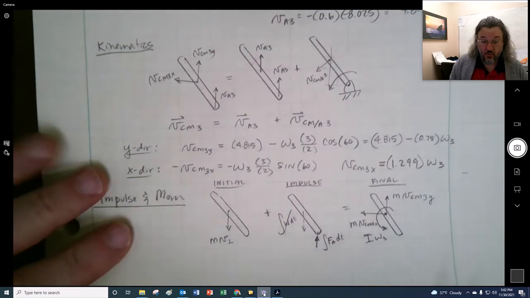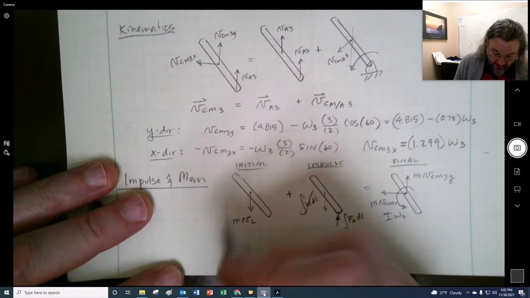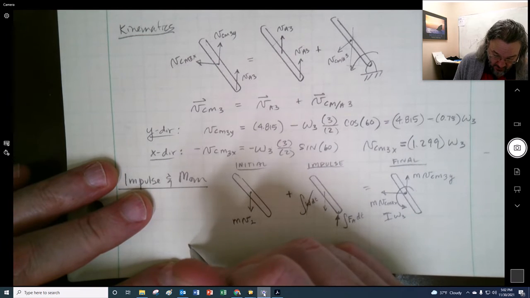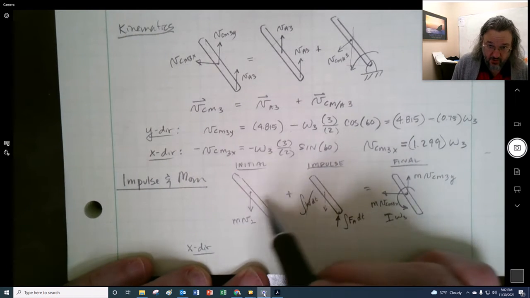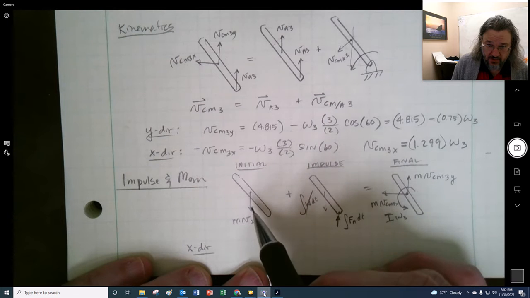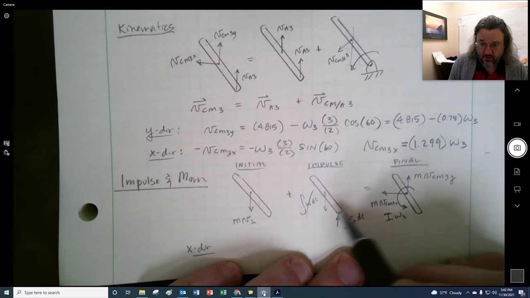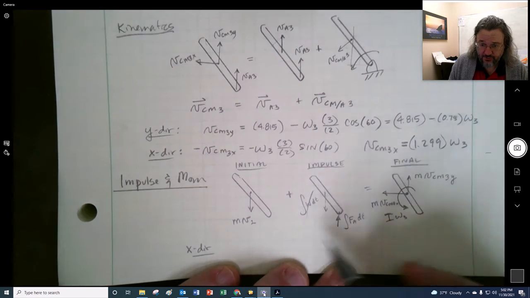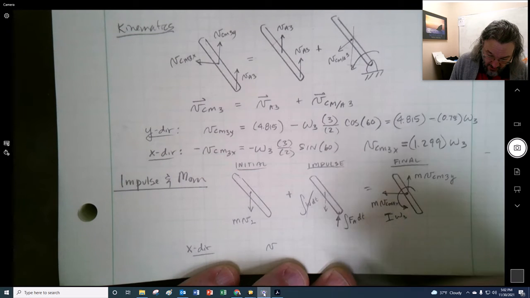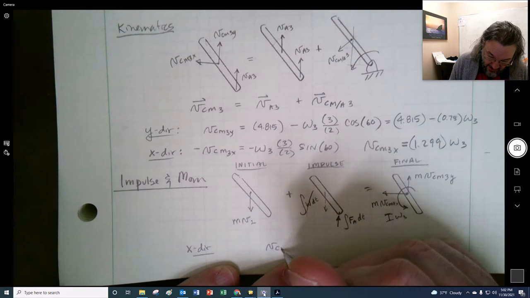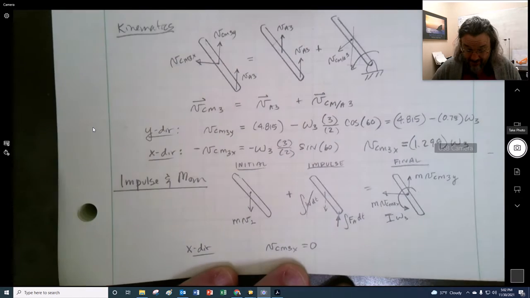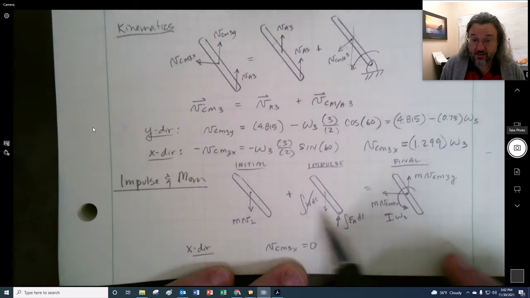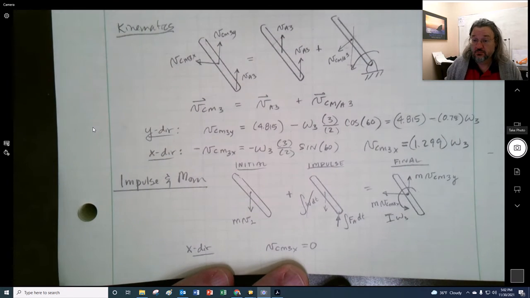All right. So in the x direction, let's just write this. I didn't write out the main equation, but look at here. There's no momentum in the x direction. There's no impulse. Therefore, v_cm 3x must be equal to 0. It's the only way that can be. There's nothing that's making it go in the x direction.